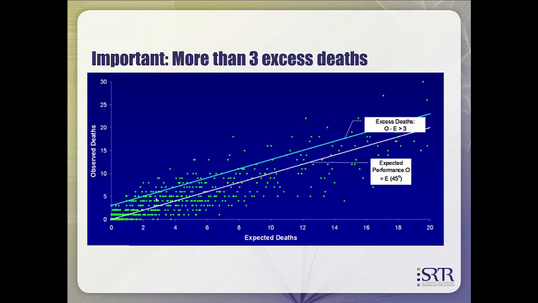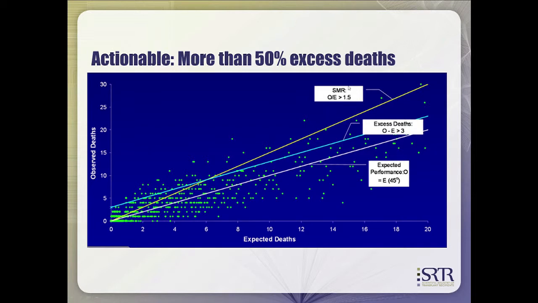So all of these, between these lines, they had more, but they didn't have enough more to be worrisome. And then we're left with all of these centers here that have more than 3 of the excessive deaths. And then we draw the 1.5 line, where you not only have to have more than 3, but you have to have 50% higher number. And so now everything that's only above both of these lines counts as that.